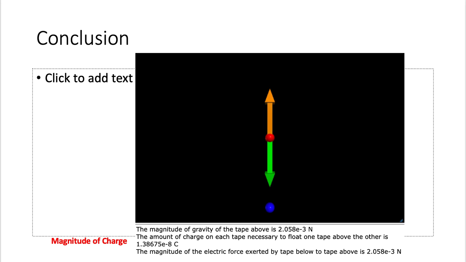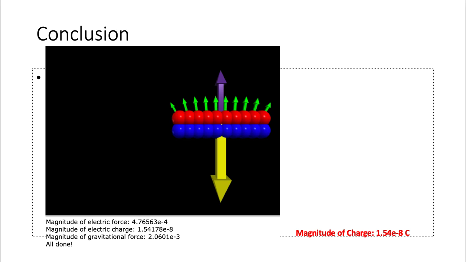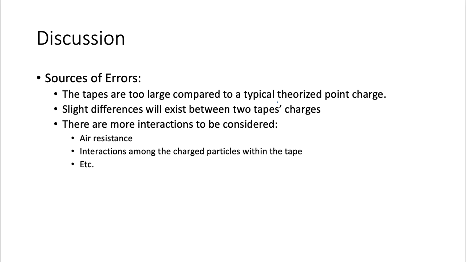By using different assumptions, we can construct another computational model that assumes the tapes are line charges. And because we have different assumptions, this model gives us different results in the end. This model gives us a magnitude of charge equal to 1.54 times 10 to the negative 8 coulombs. Of course, we can see potential sources of error. For example, the tapes are too large compared to a typical point charge, and slight differences will exist between the two tapes' charges. And there are more interactions to be considered.